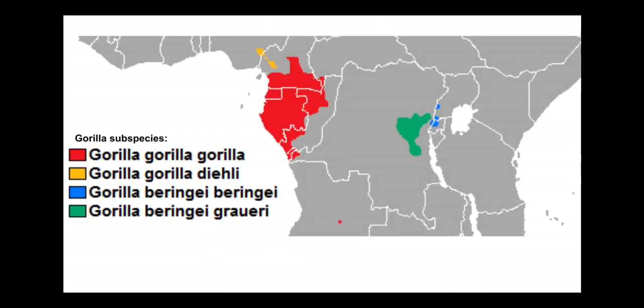Gorillas, there are two species of gorilla, one genus, Gorilla, and then several subspecies. They are roughly divided into Western species and Eastern species, and then there's two of each. There's Gorilla gorilla gorilla and Gorilla gorilla diehli in the West. And then in the East, Gorilla beringei beringei and Gorilla beringei graueri.